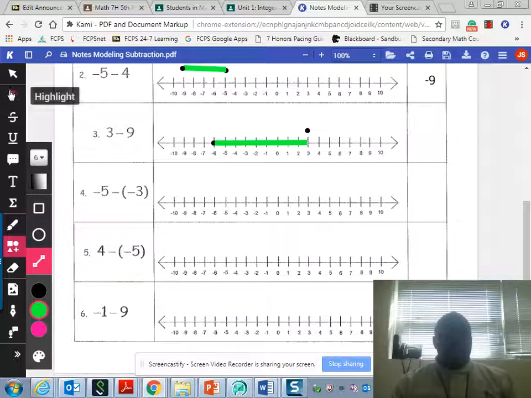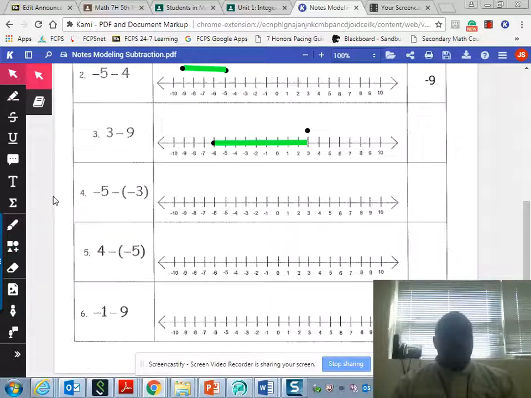Now for this next example, I want you to pay close attention to it. It's going to be a little tricky. I want you to actually read the problem. It says negative 5 subtract negative 3.